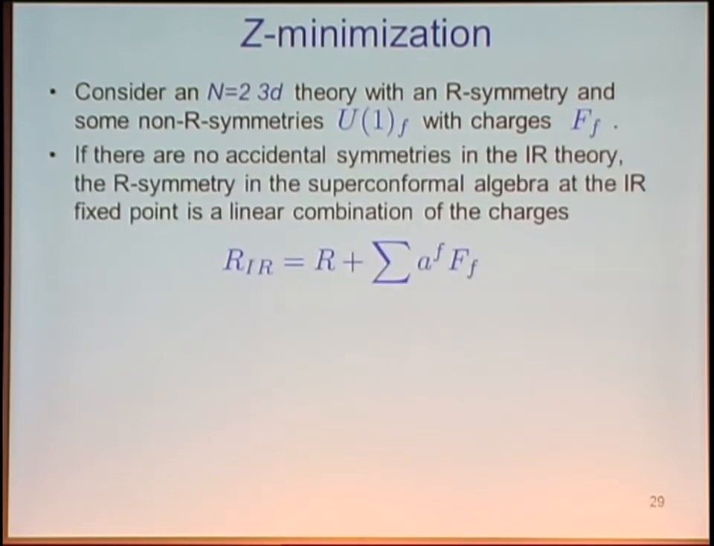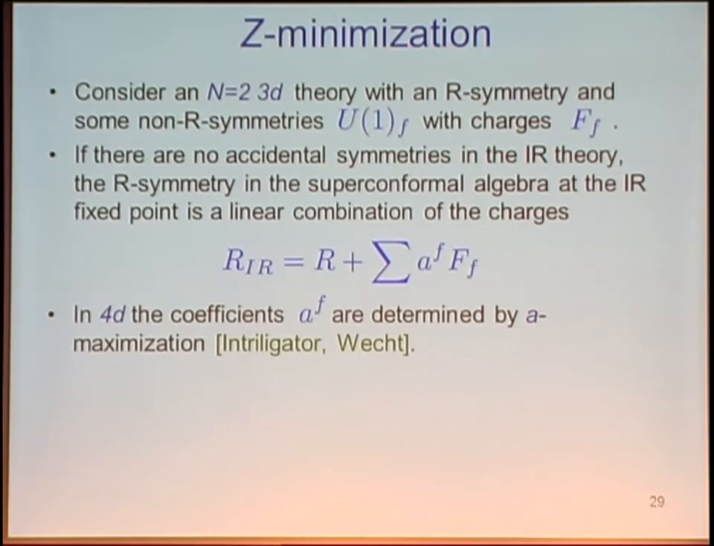So if there are no accidental symmetries in the IR theory, we should have a superconformal fixed point, and at this fixed point, there should be an R symmetry there, which must be a linear combination of some random R charge that you picked and the various charges of the non-R symmetries. So in 4 dimensions, these coefficients, a_F, were determined by a procedure called a-maximization of Intriligator and Wecht. What happens in 3 dimensions?